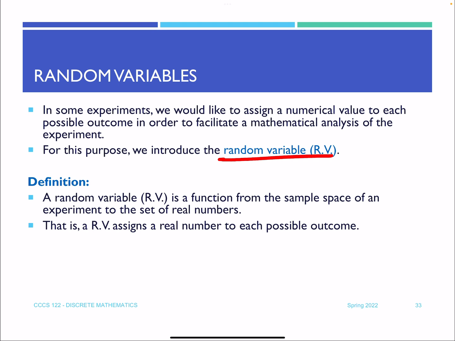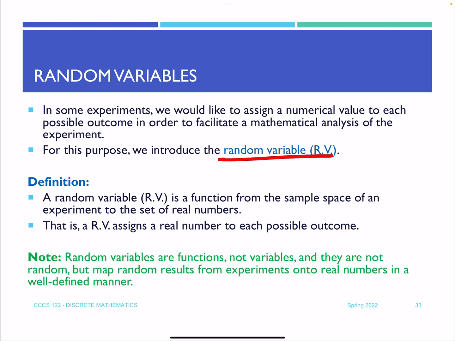You could map the 1 dot face to 10. The 2 dot face, you can map that to 20, if it makes sense to whatever problem you're trying to solve. So there has to be a mapping. That's all. Because they're basically mappings, random variables are basically functions. They're not really variables, and they're not random, but they're mappings from results of experiments to real numbers.